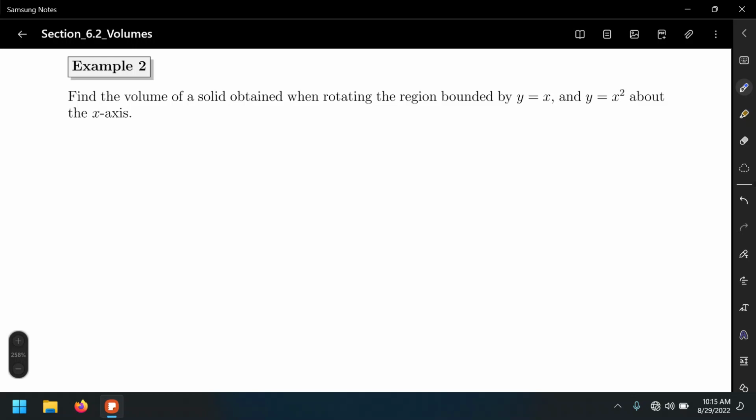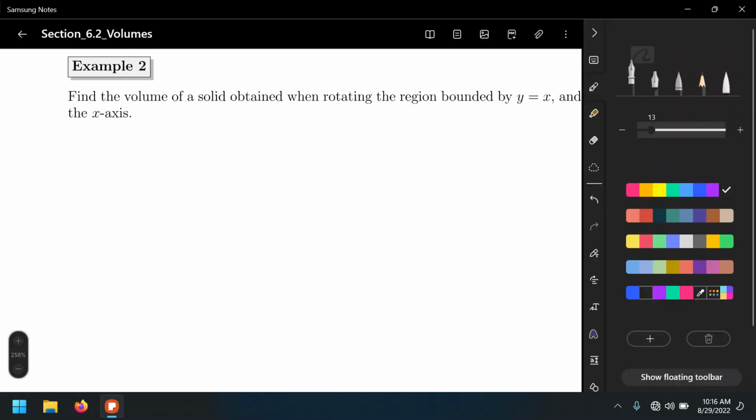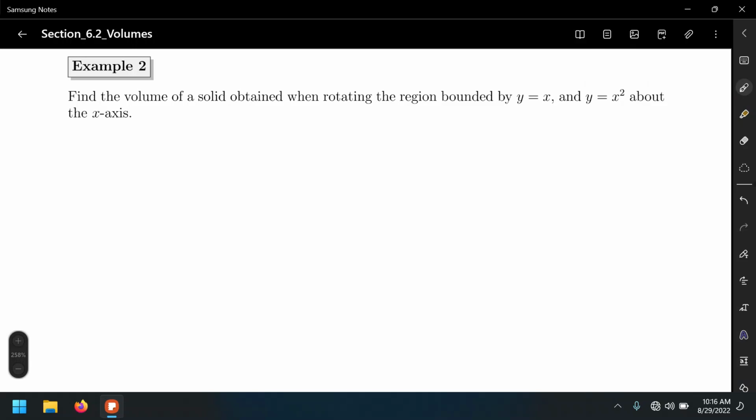What do we do when they're not giving us any limits of integration? Set them equal to each other, right, and find the points of intersection. That's going to give us an idea of what the limits of integration are in this case. So that's what we're going to do. But in the meantime, as usual, as always, we have to graph.